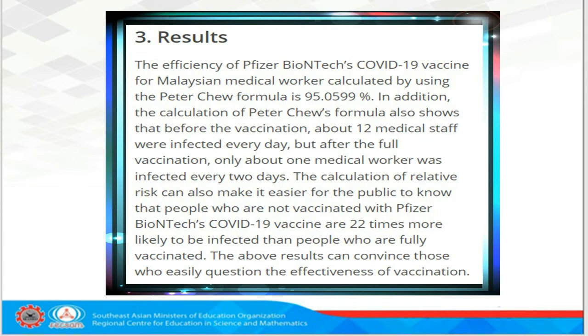The calculation of relative risk can also make it easier for the public to know that people who are not vaccinated with Pfizer-BioNTech's COVID-19 vaccine are 22 times more likely to be infected than people who are fully vaccinated. The above results can convince those who easily question the effectiveness of vaccination.